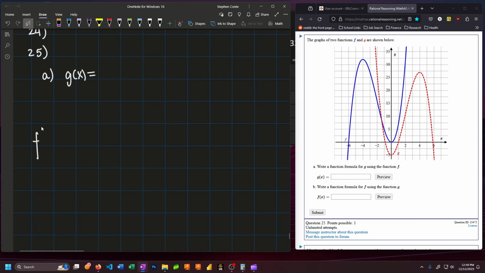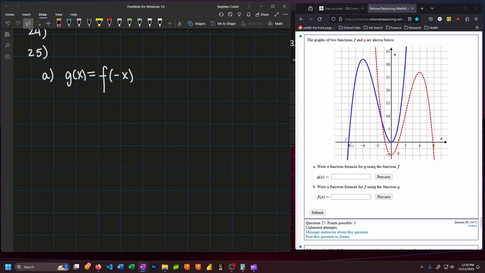So if we're saying we're doing a reflection over the x-axis, let's say I have f of x, and I want to get a reflection over the y-axis. All that we need to do is say that g of x is equal to f of negative x. So, for example, let me look here at this function f, the blue.